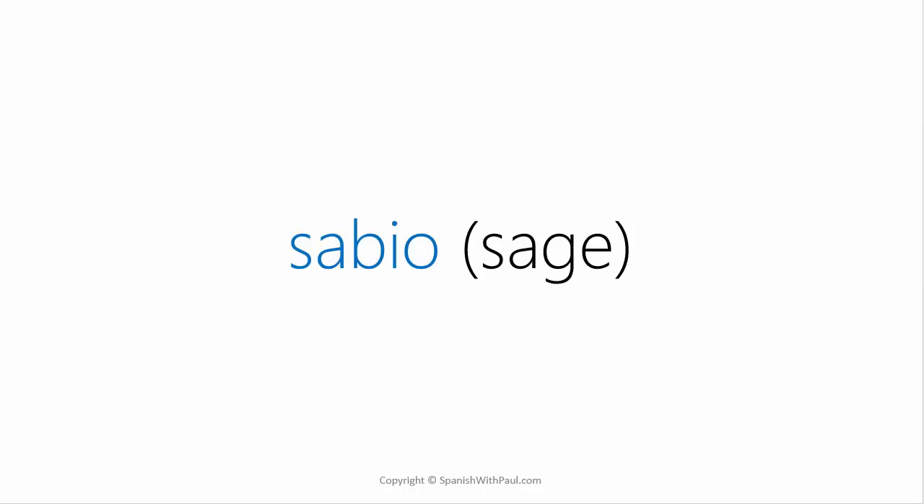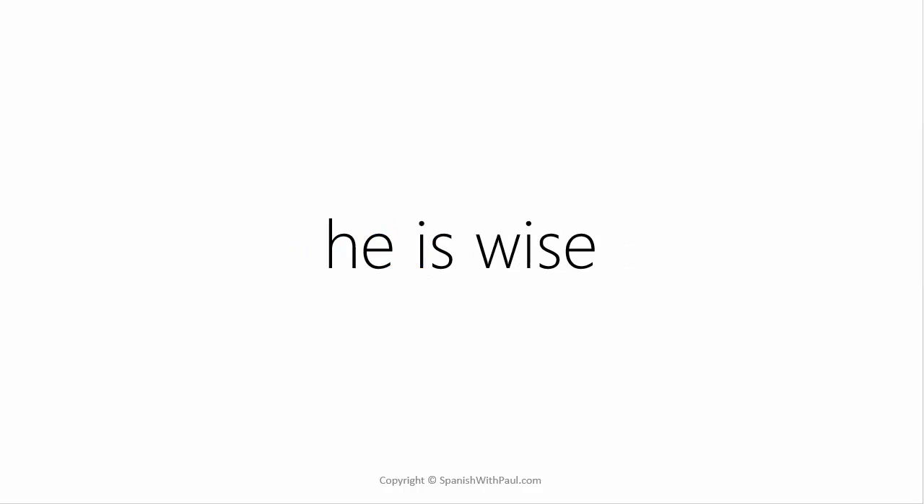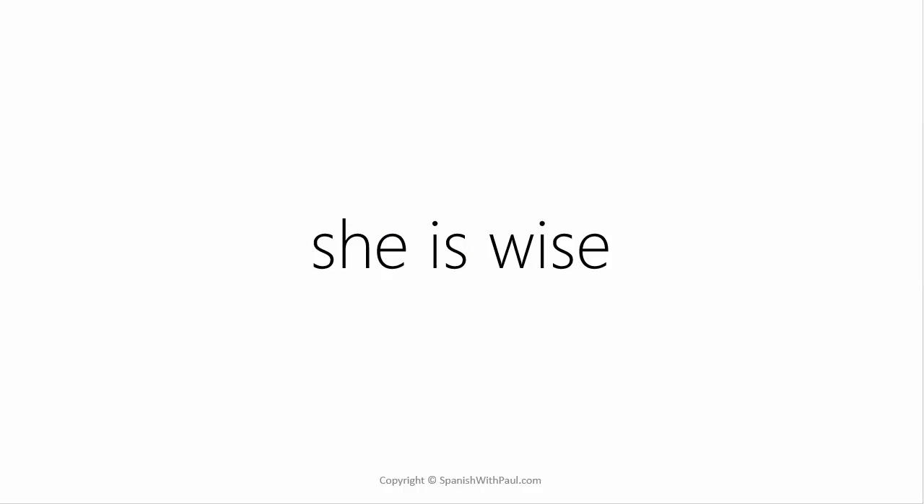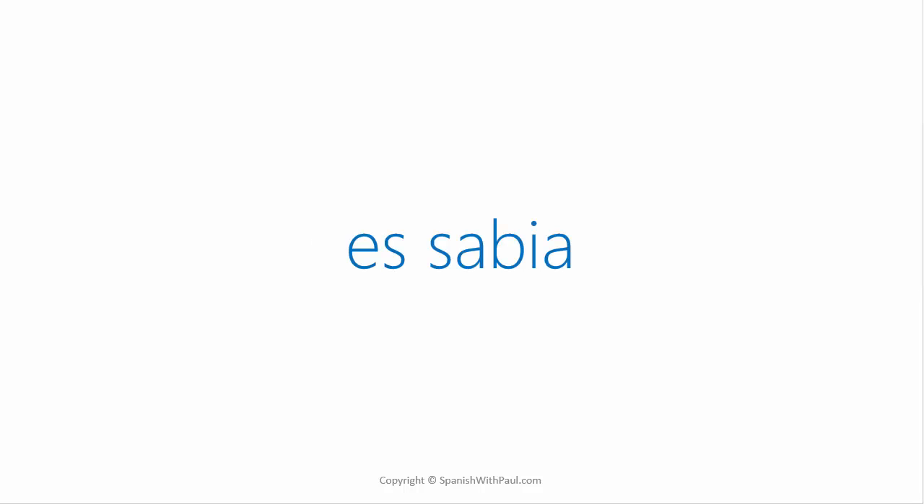Let's try working our way through one more example. The word for wise is sabio, and it relates to the English word sage, because if someone is a sage in English, it means they're old and wise, right? It expresses wisdom. So in Spanish, we have sabio. Sabio is wise. How would you say he is wise? Es sabio. She is wise. Es sabia.